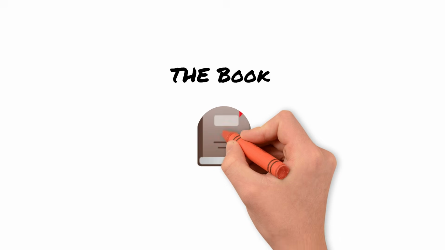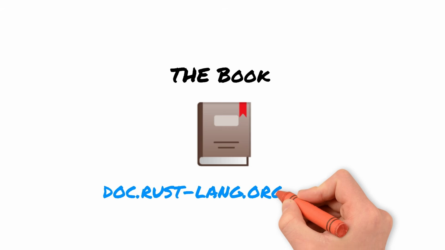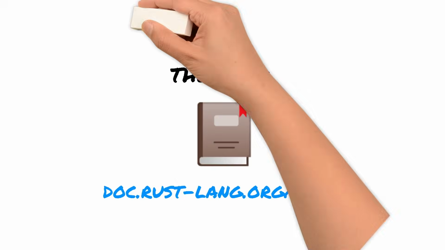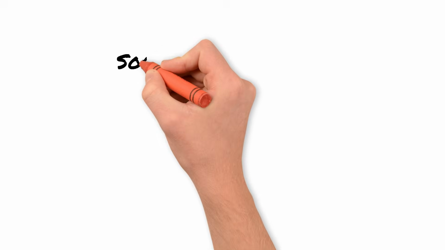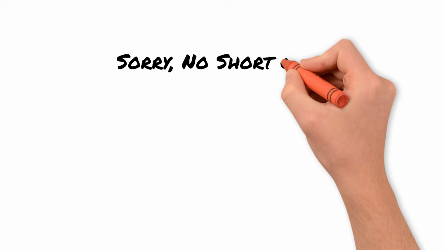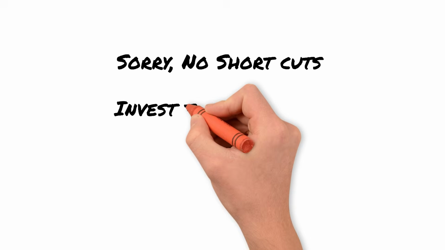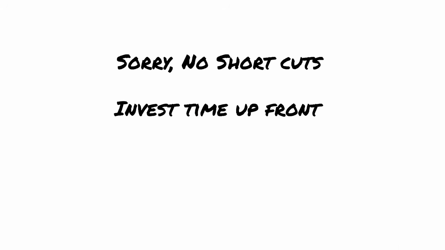And then, once you're ready to go, it's time to read through the Rust book. Sorry, there's no shortcuts with this one. Going from Python to Ruby, you could wing it and fill in the gaps as you run into them, but for Rust, you should really invest the time up front.